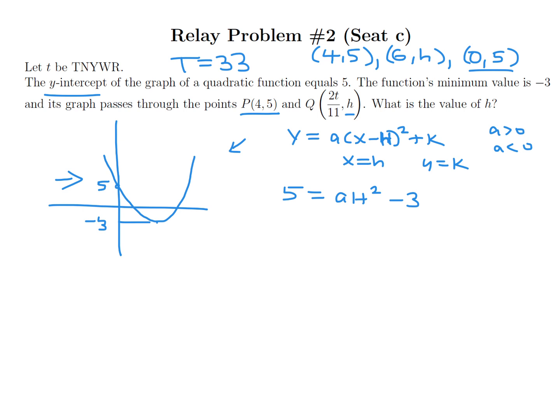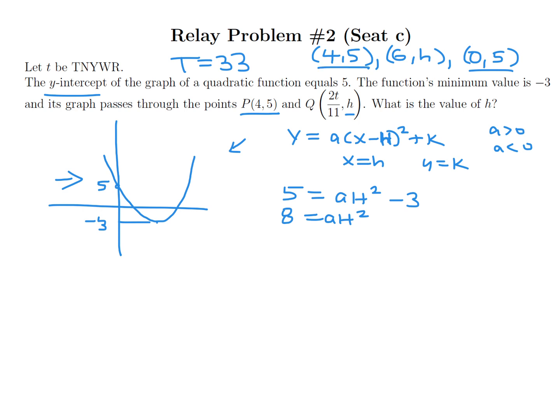Yeah, I'm pretty sure that's right. The k would be -3 because that's the min. Yeah, okay. So what do I have here? I have 8 is equal to a h squared. All right, so that's about as far as I can go there. So where do I go from here?